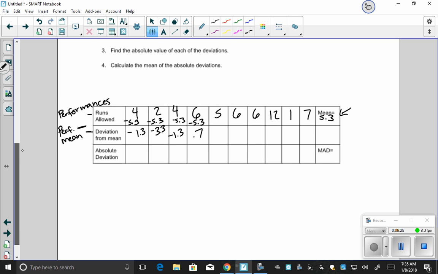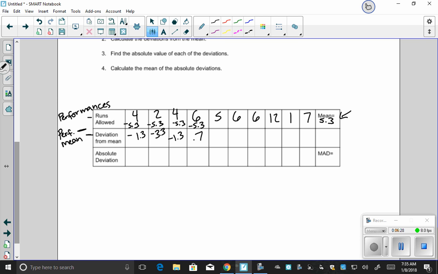Step 3. Find the absolute value of each of the deviations. Negative 3.3 is 3.3. Negative 1.3 is 1.3. 0.7 is positive, so you leave it positive. You do not leave negatives. We want all positive numbers. So finish filling out the rest of the chart.